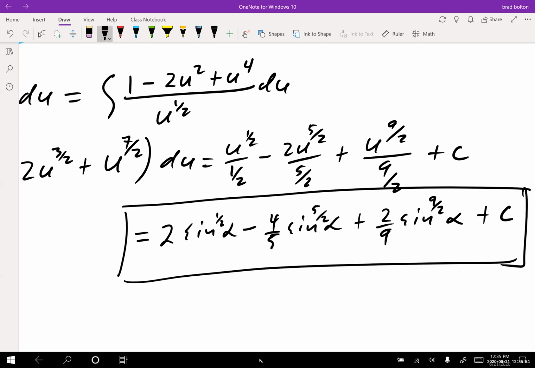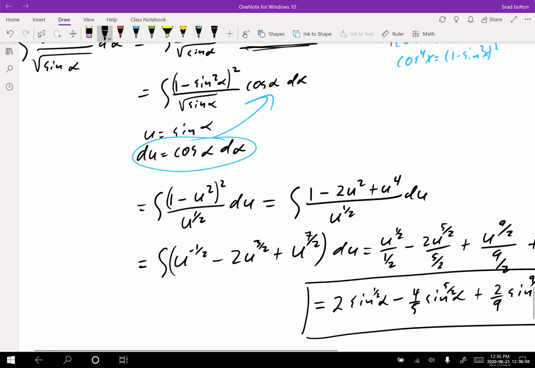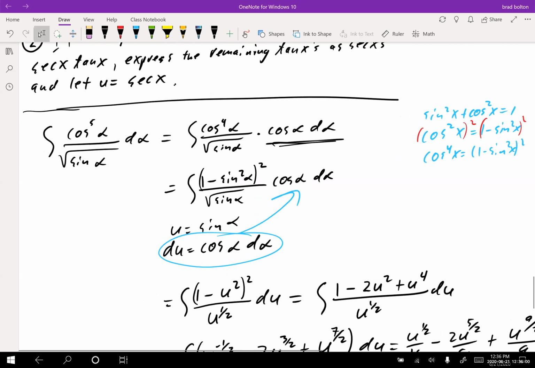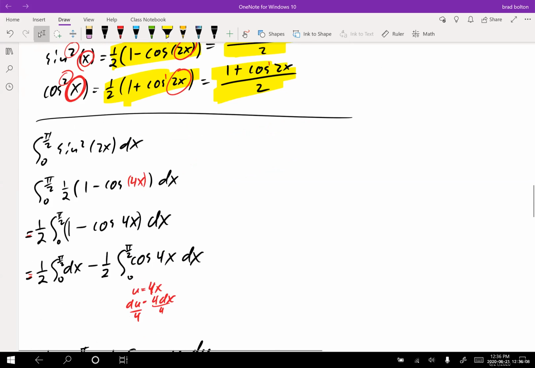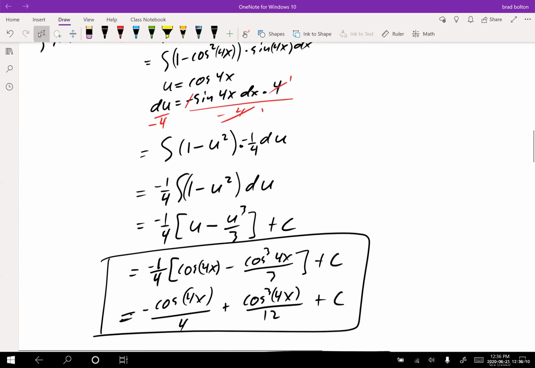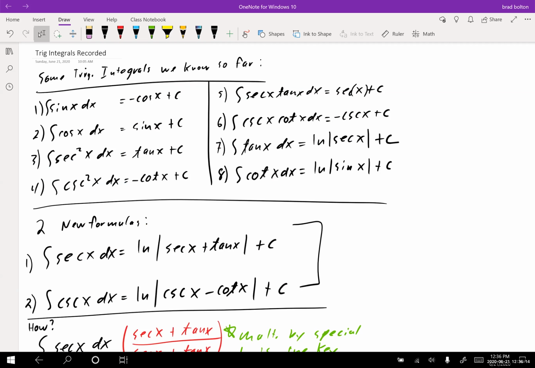Okay, you guys, that's one of the weirder ones. And again, see what it looked like originally: cosine to the 5th alpha over square root of sine alpha, which doesn't look like what we're dealing with here, but there was still a way that we could manipulate it. So just keep an eye on all of that and make sure you understand. These problems aren't easy, but once you get the pattern, it's all about these trig subs.